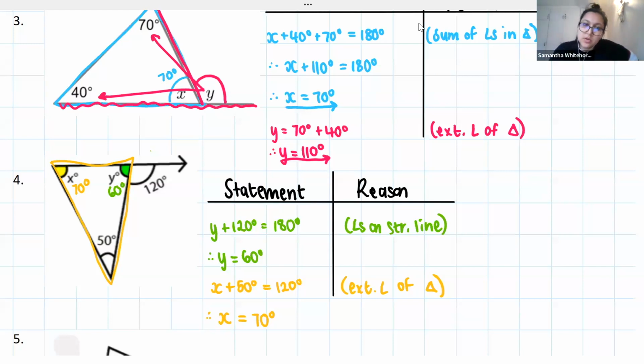So just double check your working out and have a look at what I did in comparison to what you did and see if you can find the mistake. It probably is just a silly little mistake. But double check by adding up x plus y plus 50 and it must give you 180.